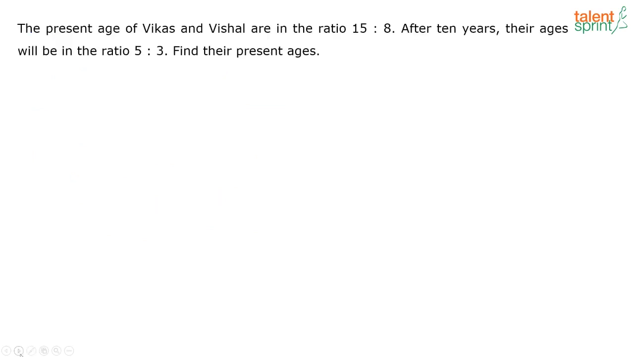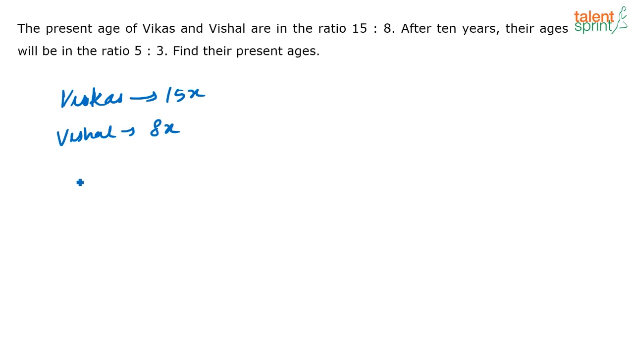First question is there on your screen. This question uses the concept of ratios when it comes to ages. What is given here? The present ages of Vikas and Vishal are in the ratio 15:8. 10 years hence, their ages will be in the ratio 5:3. Find their present ages. Whenever you have such questions, assume the present age of Vikas to be 15x and Vishal to be 8x.